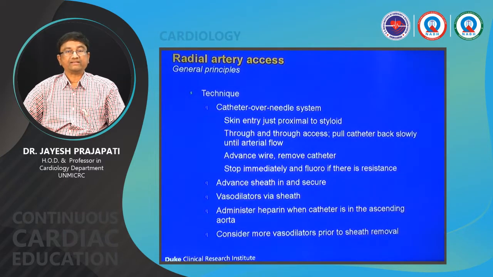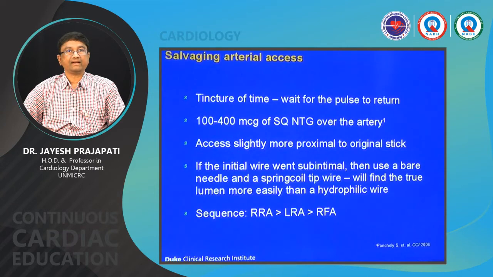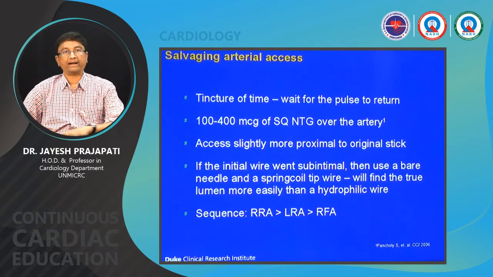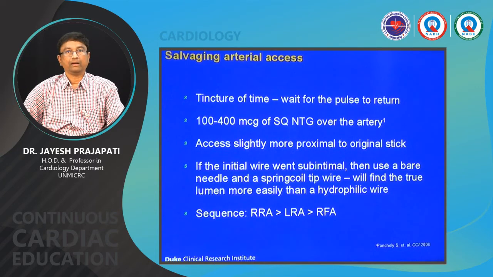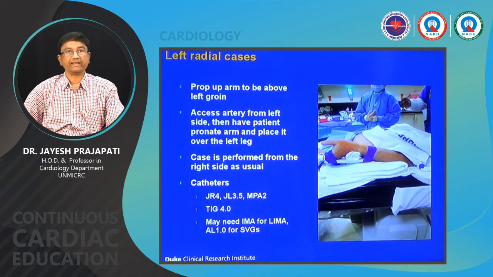And alternate access, you should keep in mind. Suppose right radial doesn't work, you can go with the left radial or the right femoral, depending on your choice. But always keep the femoral ready. Another thing is the sheath and everything, I have already discussed, along with 100 to 400 micrograms of nitro. And of course, the infection part, as I have told, everything should be prepared nicely to avoid infection at the local site. And suppose you get a gritty sensation with the wire, you always have to remove the wire. So the wire should move freely. That you should always keep in mind.